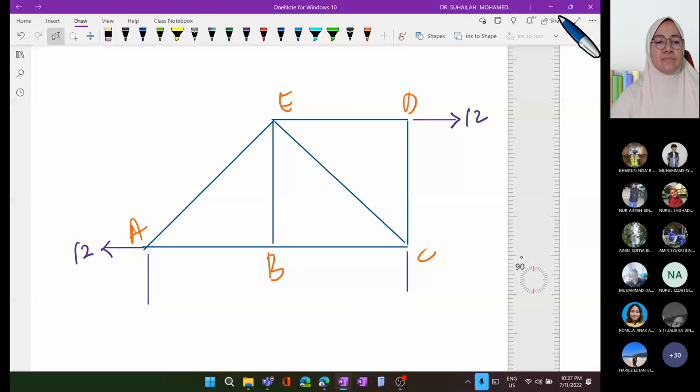Apa nilai dia? Cepat Habib calculate AY and CY. Cepat-cepat. Kita nak habiskan awal. Saya nak naik ATS esok ni pukul 6. Cepat-cepat.